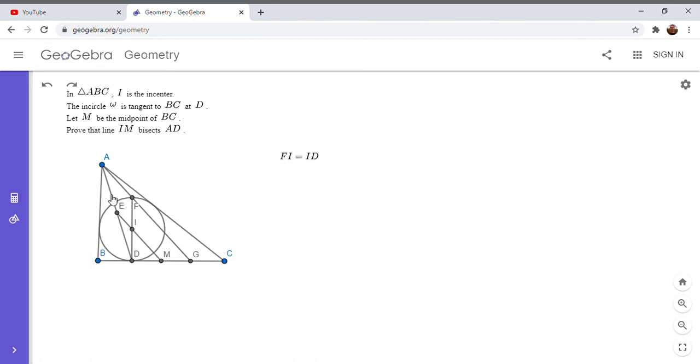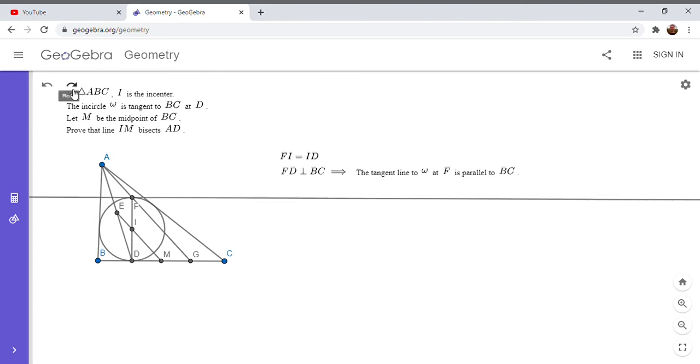And I'm going to note one thing. The tangent line to the incircle at F is parallel to BC, and that's because FD is perpendicular to BC. So I'm going to write some of this out. Since FD is perpendicular to BC, we have the tangent line to omega at F is parallel to BC. I'm going to draw that tangent line, and let it intersect the sides of the triangle at H and J. The reason I'm doing this is because I want to see omega.